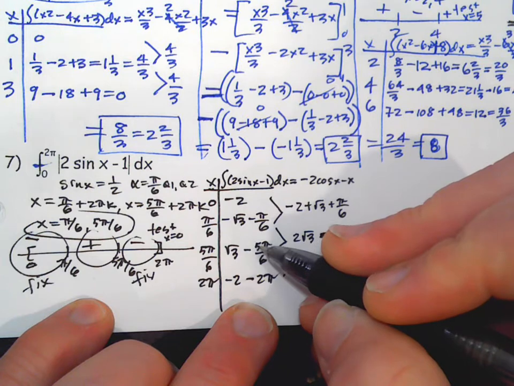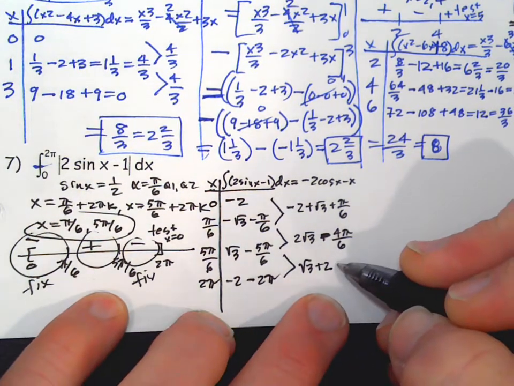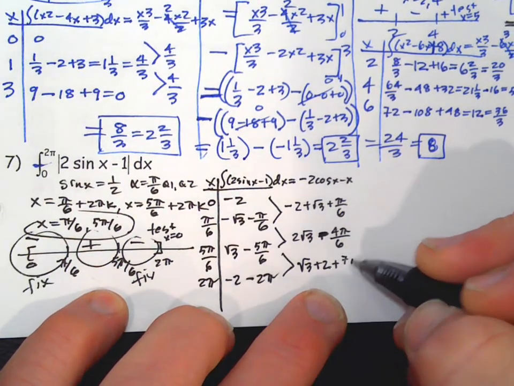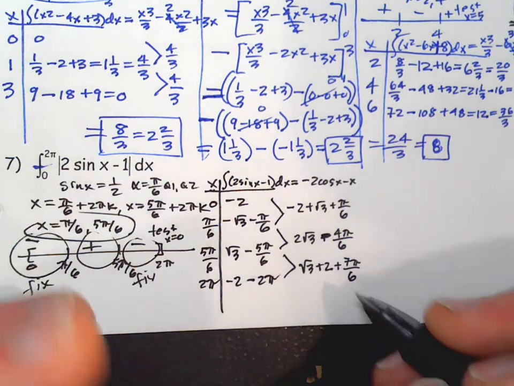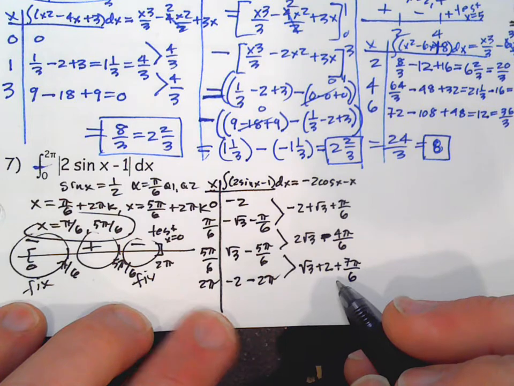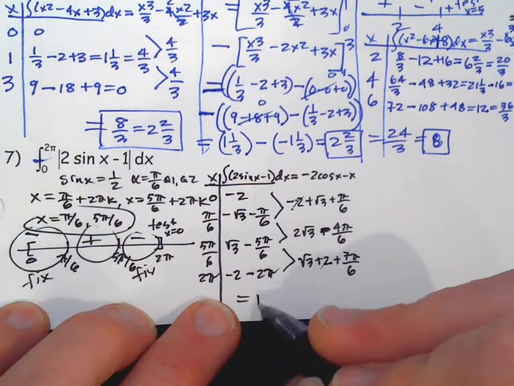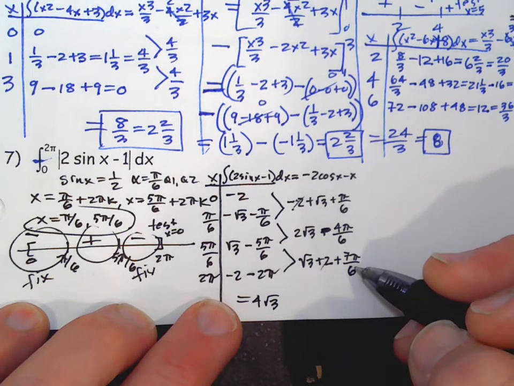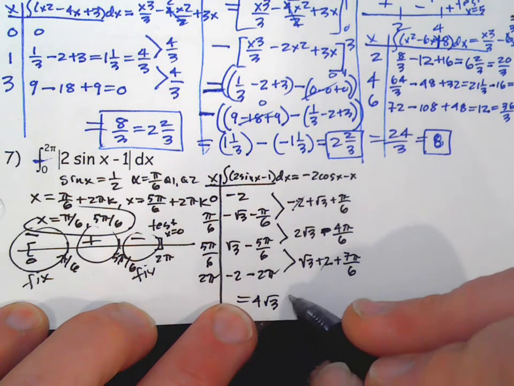Root 3 plus 2, negative 5 pi over 6 minus negative 2 pi would leave you with a positive 7 pi over 6, I think. So now if we add all these up, that should give us the right answer. It looks like the negatives cancel each other out, and then we get 4 root 3. We have 8 pi over 6 minus 4 pi over 6, which is 4 pi over 6 left, which is 2 pi over 3.